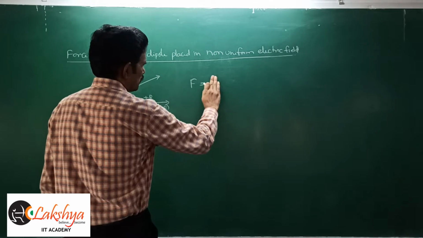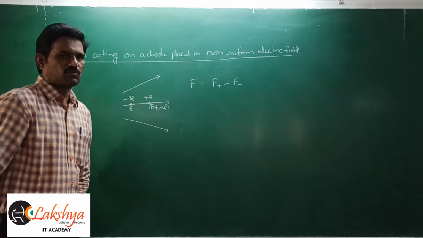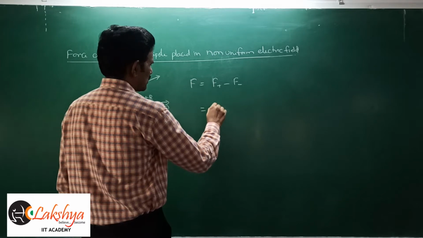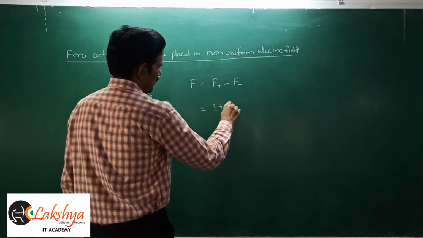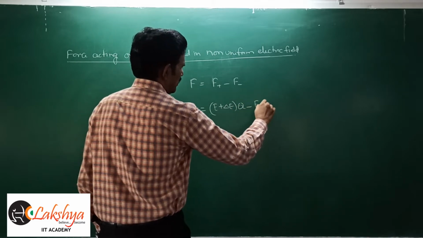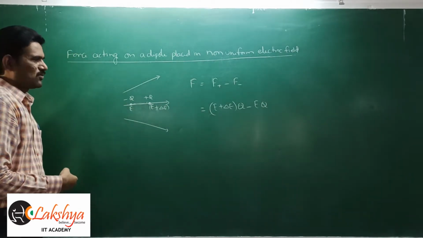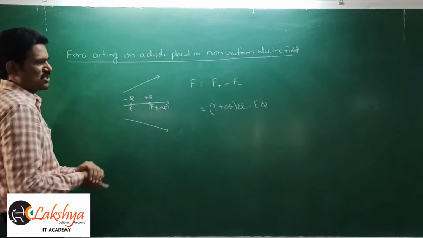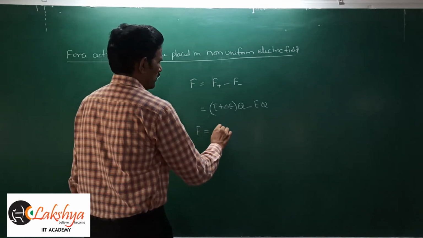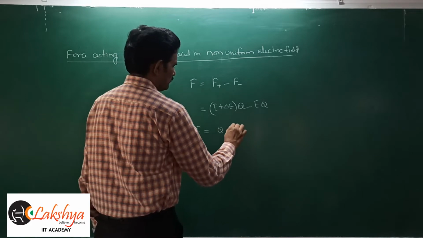force on the positive charge minus force on the negative charge, because their directions are opposite to each other. Force acting on the positive charge is E plus delta E into Q, minus E into Q. The force acting on the negative charge will be along this direction, and the force acting on the positive charge will be in the direction of this field. Therefore I can write this as Q into delta E.